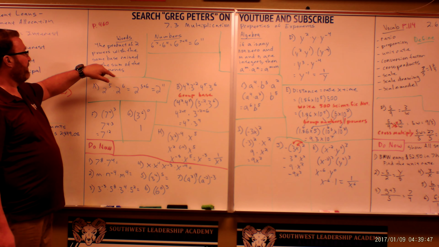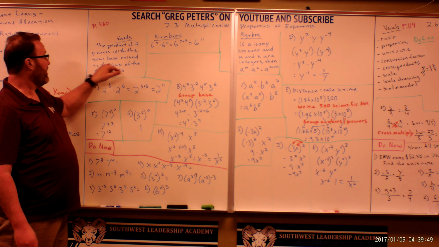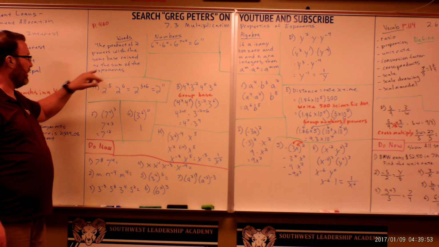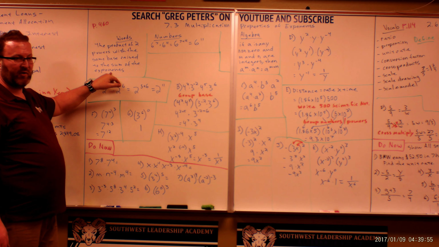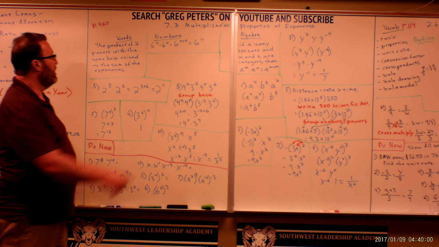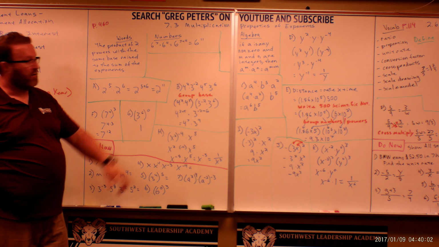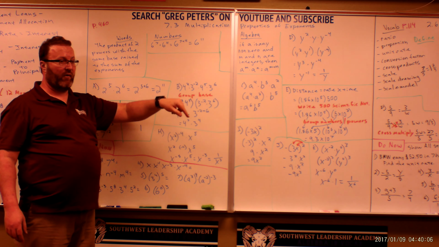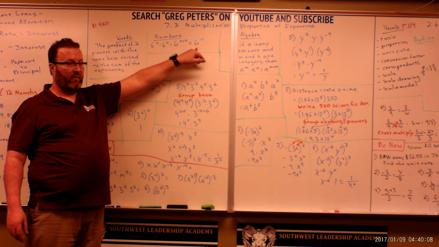So words, the product of two powers. So two powers is raised. Raised means to the power. That's what the small number is called. The sum of the exponents. What does sum mean? Yes, plus. It means add. So if we take 6 to the 7 and 6 to the 4, and we add the 7 and the 4, we get 6 to the 11. Can we solve this problem?